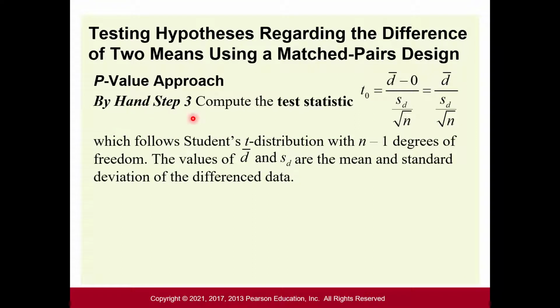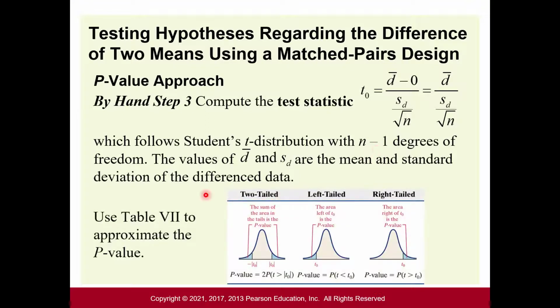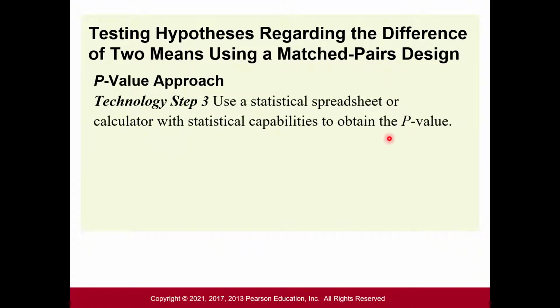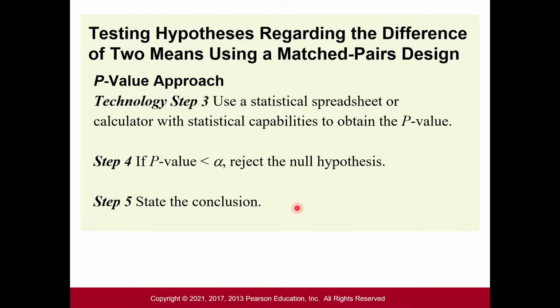Starting over at step 3, if we use the p-value approach, we still compute our test statistic t naught. We have to identify the degrees of freedom, which is always our sample size minus 1. Then we go to our t distribution table, but we're looking for the p-value this time. Remember, with our two-tailed test, the p-value is twice the probability that t is greater than our test statistic. We could also use technology instead of the table to get our p-value. Then step 4, compare our p-value to alpha to decide if we're going to reject the null hypothesis. And last, state our conclusion.